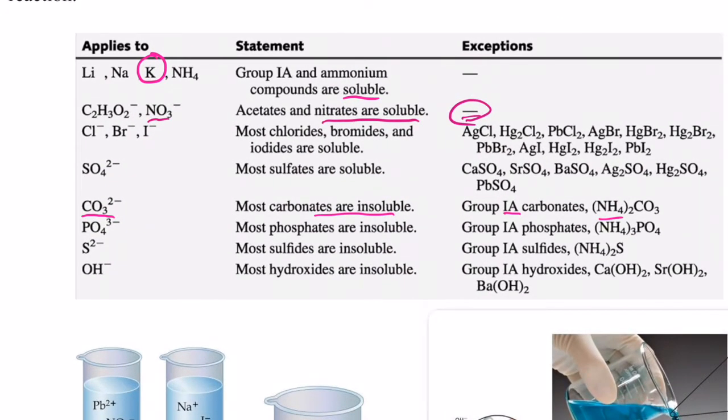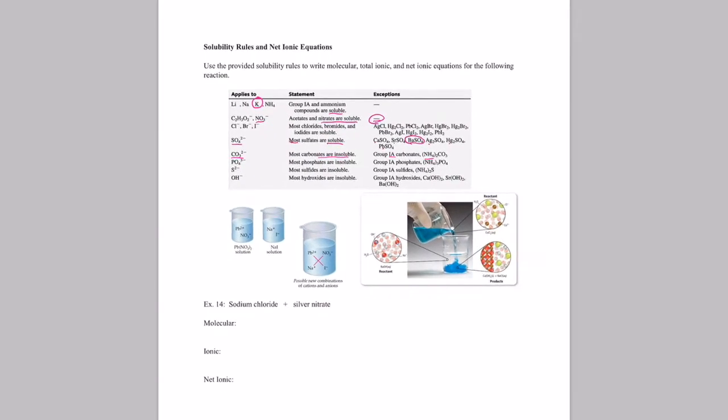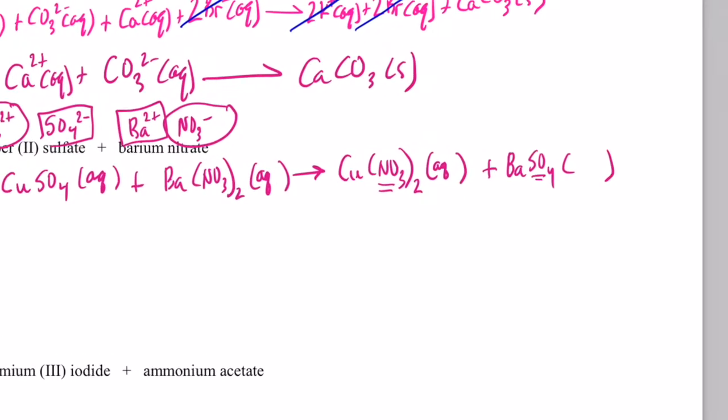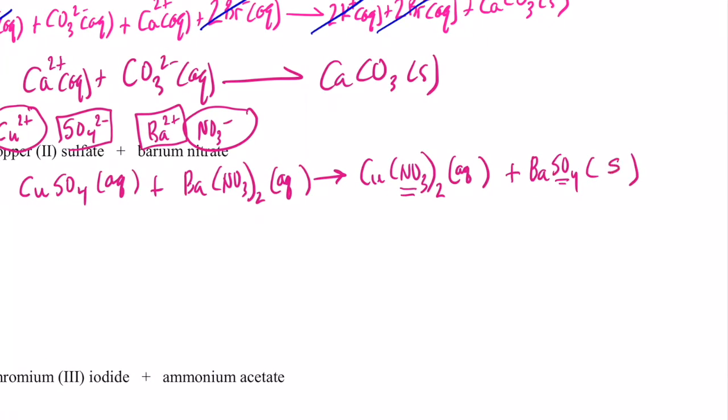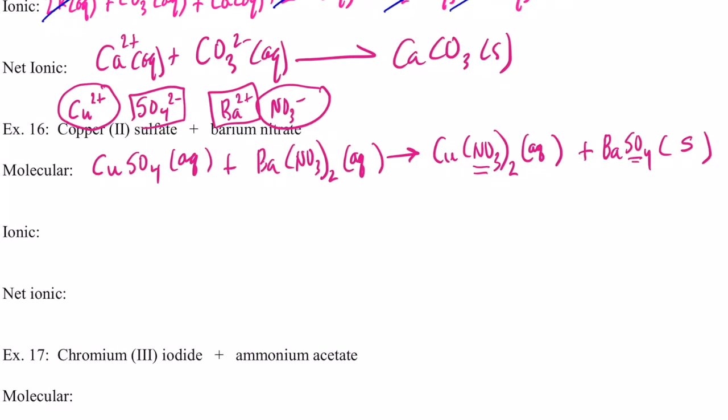So my sulfate rule, that one has a lot of exceptions. Here's my sulfate. Most are soluble except calcium, strontium, barium sulfate, silver, mercury, and lead. So barium sulfate is not soluble, which means we're going to put an S after that. It will form a precipitate when I mix those two solutions together. All right, let's make sure this is balanced. 2 nitrates on both sides. Yeah, that's balanced as it's written.